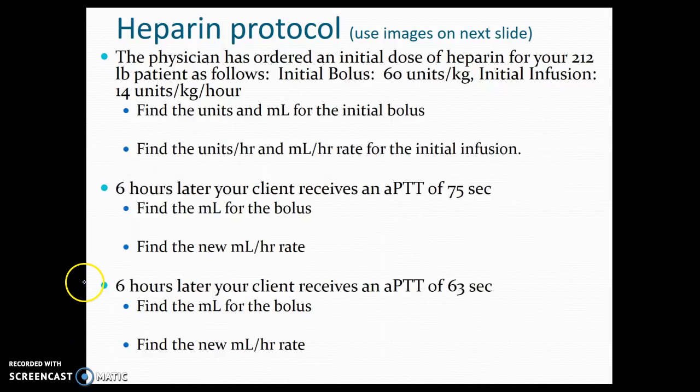As we look down through the problem, we're going to be finding units and milliliters for that initial bolus. We're going to be finding units per hour and milliliters per hour for the initial infusion. And then we have a first APTT value and a second APTT value. Let's take a look at the next slide where we have the images for our meds and our protocol.